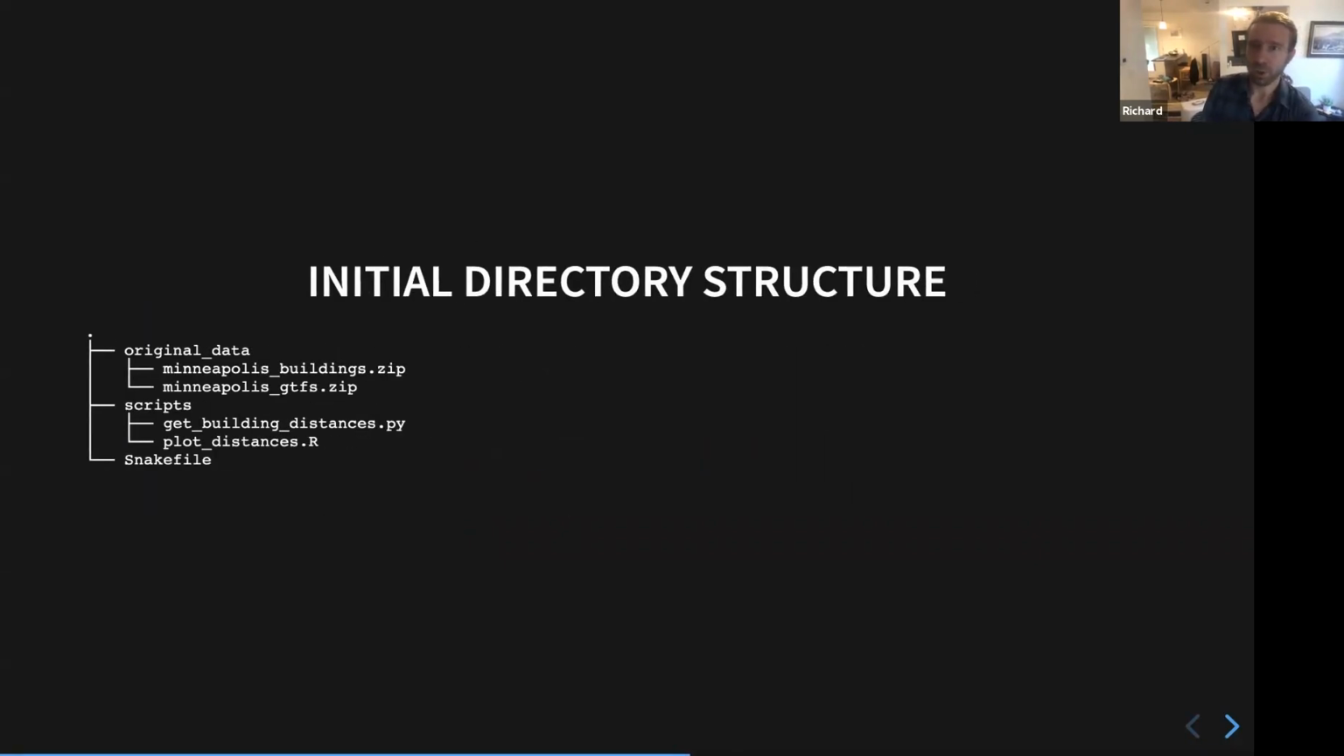So here's the initial directory structure that we're going to start with, and this is how I often end up structuring my own projects. We're going to have a folder containing our original data. Once we acquire that data, we're going to mark it read-only, and hopefully we'll never touch it again. We're never going to have any of our scripts touch or manipulate that data. We use it as little as we can.